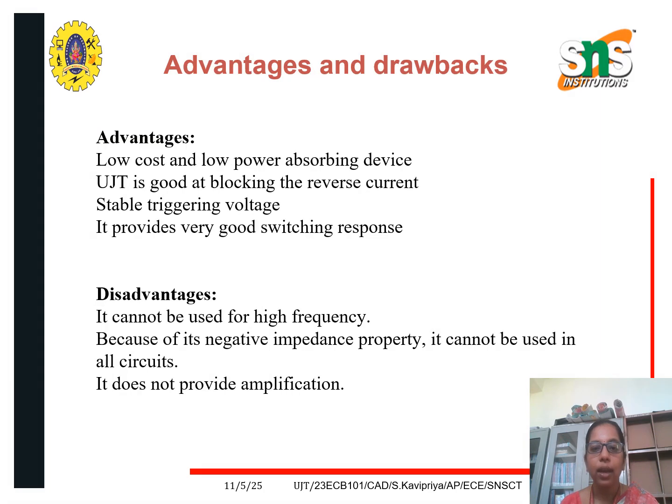And next is the advantages and drawbacks of the UJT. The advantages are that it is low cost and a low power device. It is very good at handling reverse current. It provides a stable triggering voltage, and it provides a very good switching response.